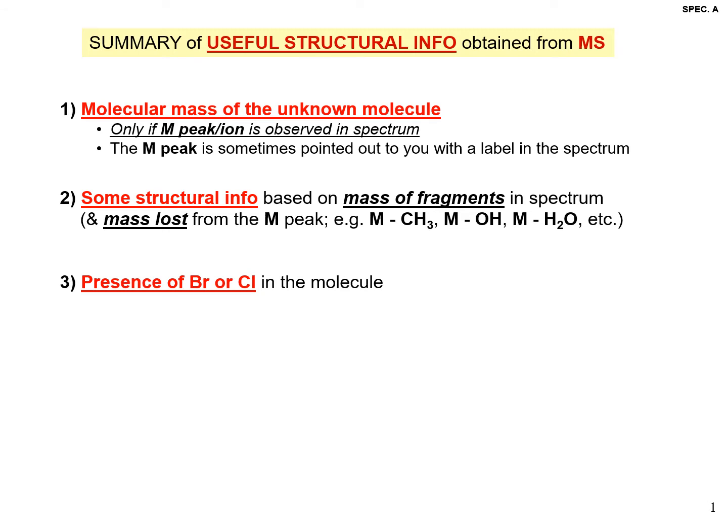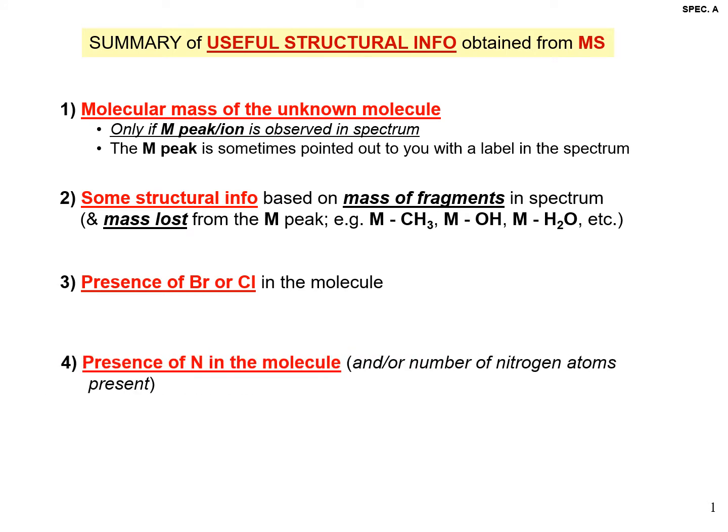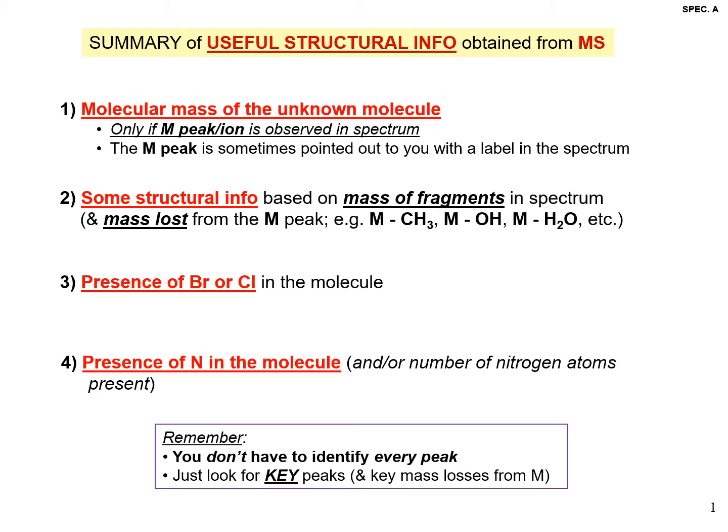It's also possible to look for the presence of bromine or chlorine in the molecule, and by looking at whether or not the molecular ion is odd or even, you can determine the presence of a nitrogen in a molecule, or whether you have an even or odd number of nitrogens in a molecule. Remember, you don't have to identify every peak in the mass spectrum. You are just looking for key peaks and key mass losses from the molecular ion.